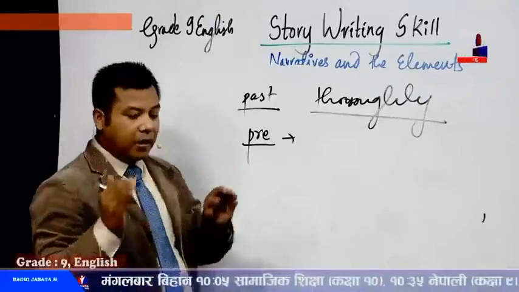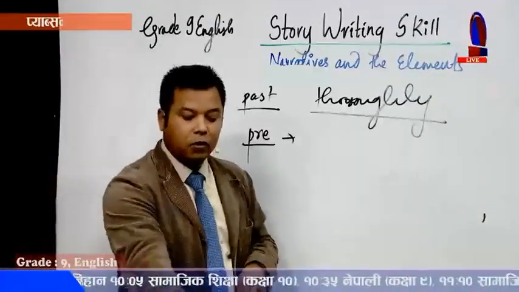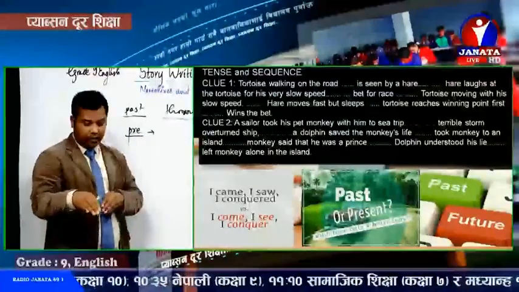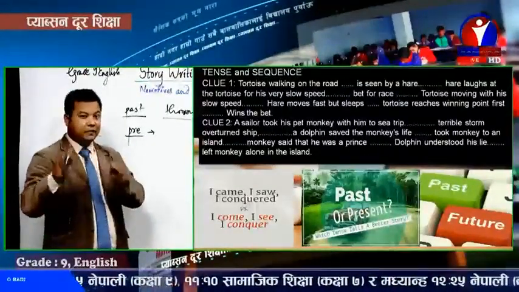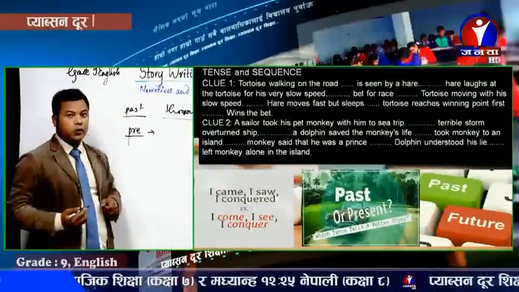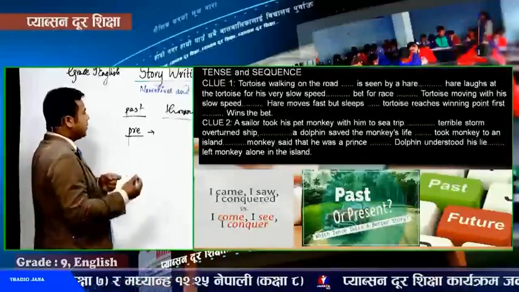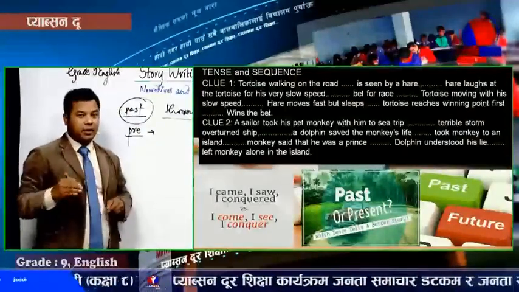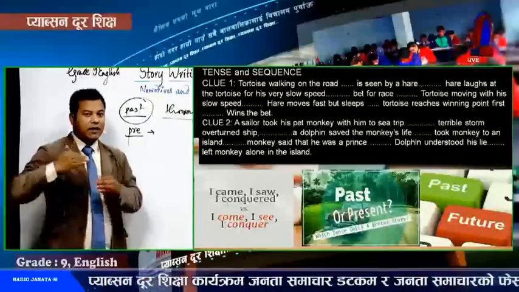Now, what about if someone is given clue 1 with tortoise walking on the road is seen a hare, hare laughs, all present verbs. If you're given all present verbs, what do you do? Can I swap these present verbs into past tense? Will my teachers or the examiner allow me to do that? What if I take this risk?